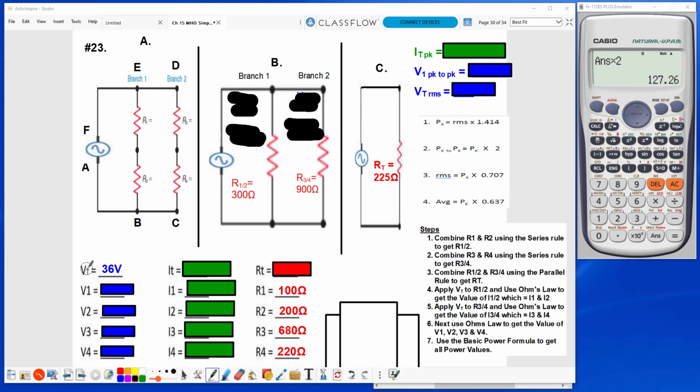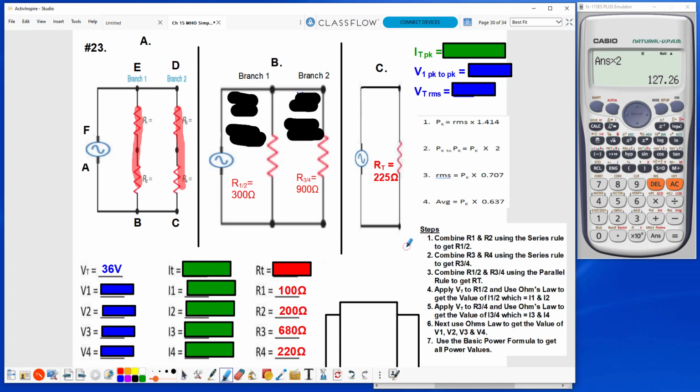So I see here that I have 36 volts VT, and I have my resistance values. When I look at the circuit here, I have two what is called series parallel strings. I have R1 in series with R2, and I have R3 in series with R4.